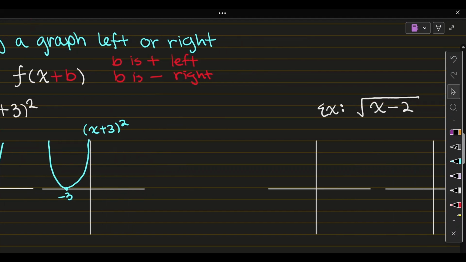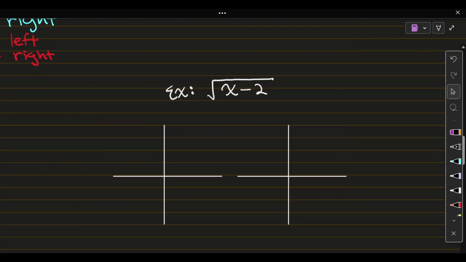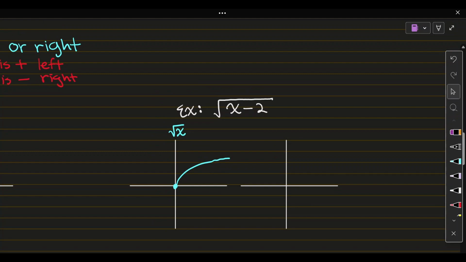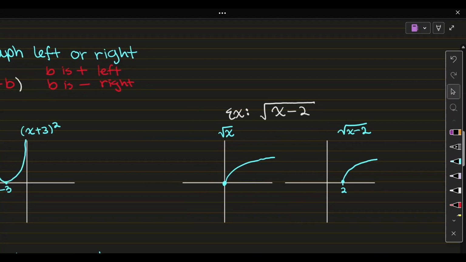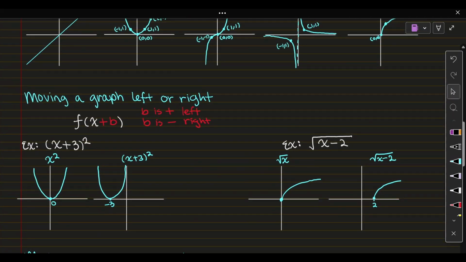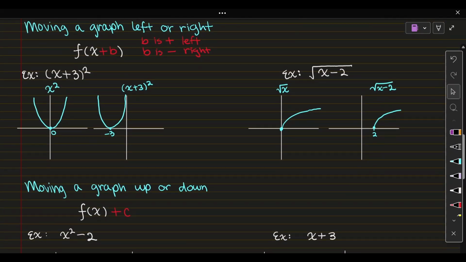Okay. Let's look at another example. The square root of x minus 2. My parent is going to be the square root of x, which looks like this. And if I have the square root of x minus 2, b is negative, so I move things to the right. In fact, I move things 2 units to the right, so my curve is just the same curve, shifted 2 units to the right. And this is the graph of the square root of x minus 2. Okay? Very simple. If b is positive, we move it to the left. If b is negative, we move it to the right.